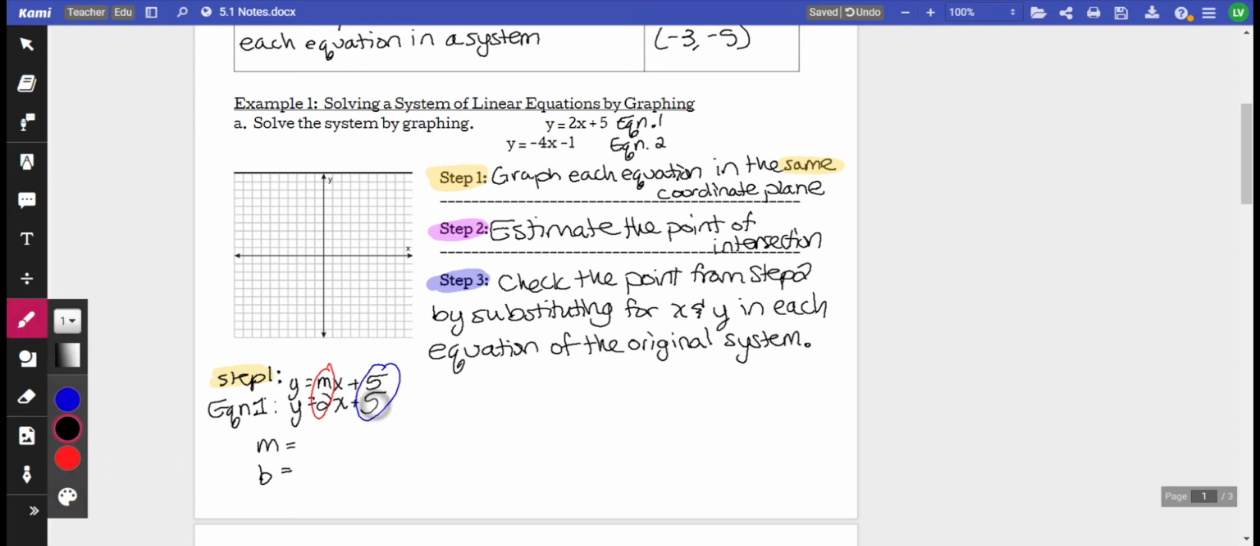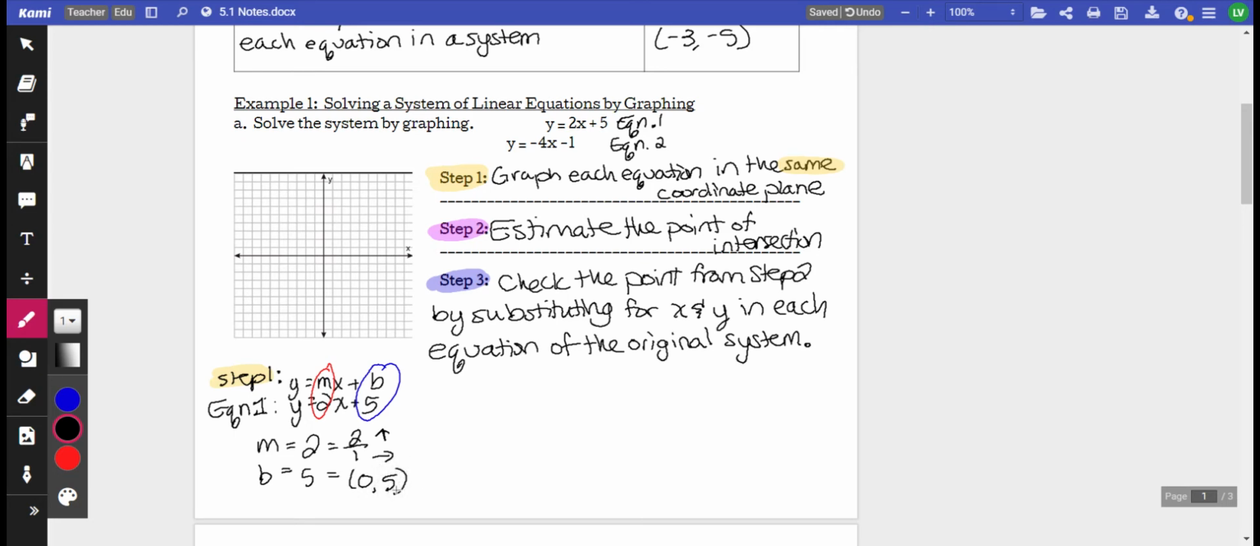Let me make a little correction. That should say plus b. My slope is 2, which I needed to say is rise divided by run, so 2 divided by 1, so I go up 2 to the right 1. My b value is 5, which I'm going to write as the ordered pair 0, 5.